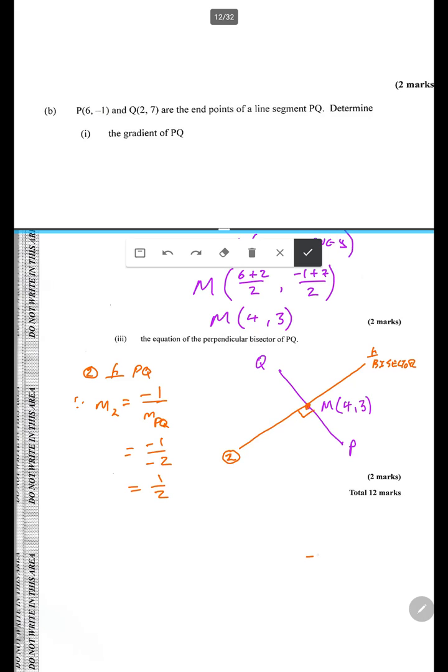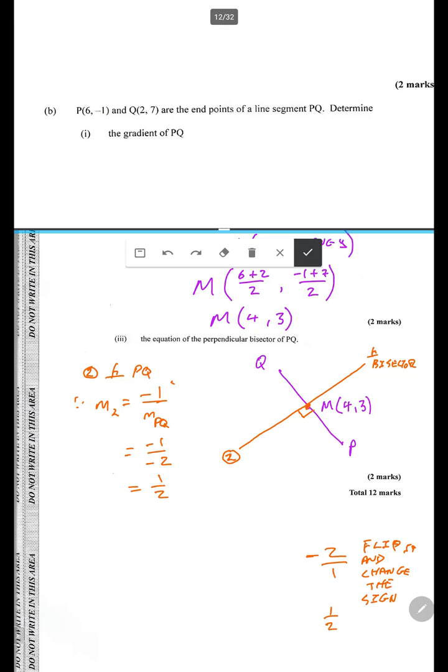Or we can use the minus 2 as a gradient and flip it and change the sign. You write the minus 2 as minus 2 over 1. And to get the negative reciprocal, you flip it and change the sign. If you flip this, it first becomes 1 over negative 2, and you change the sign to positive, so it becomes 1 over 2.